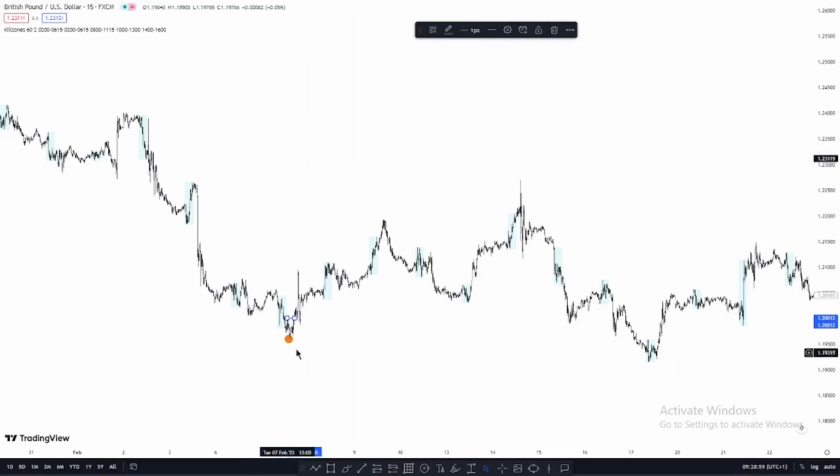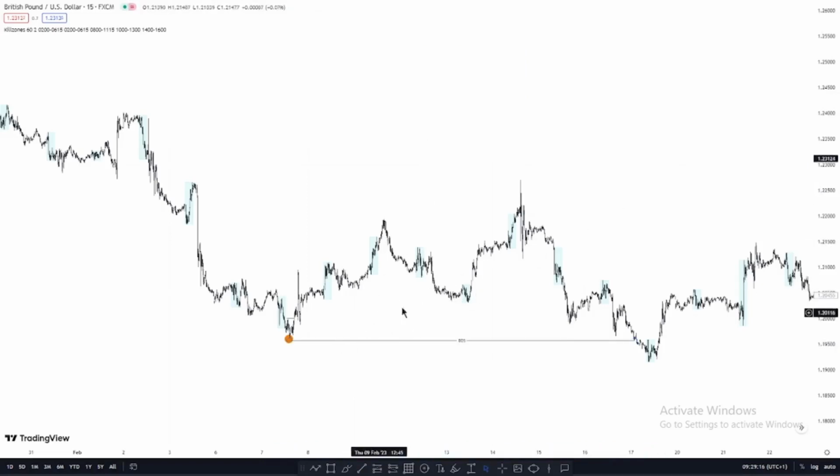Now, this is your valid low. So you can mark it out as your valid low, so that if price comes back down to take it out and close below it, this will become a break of structure. It will become your BOS. Do you understand that, guys?